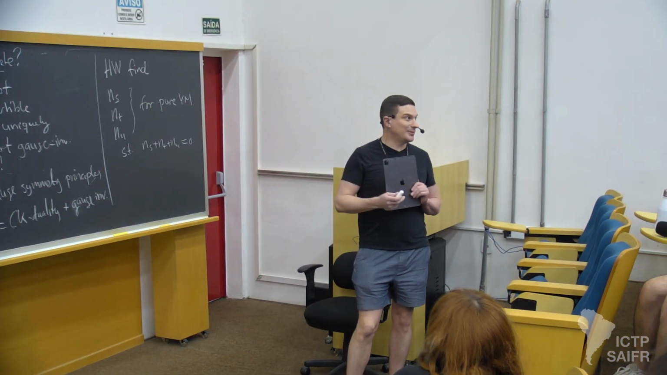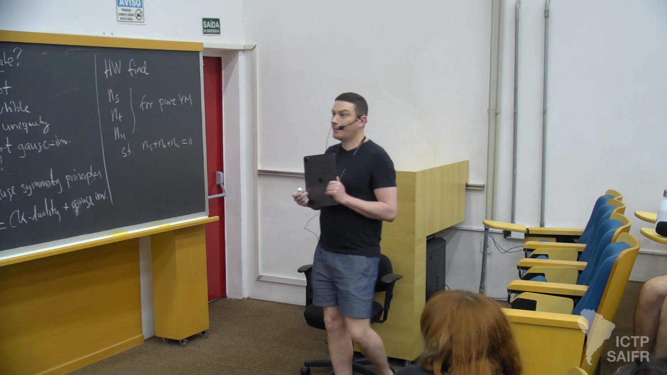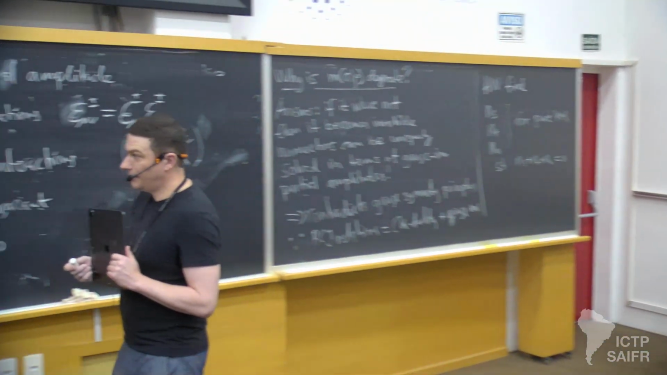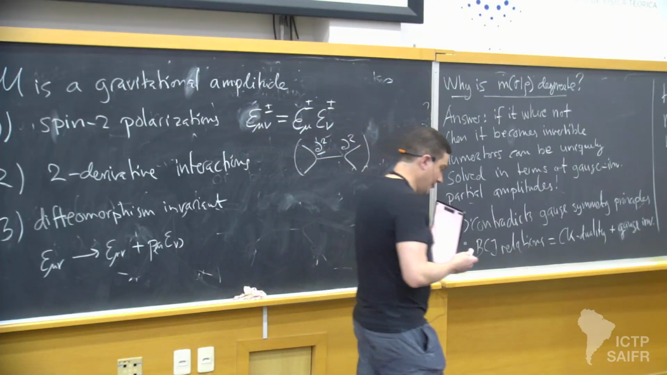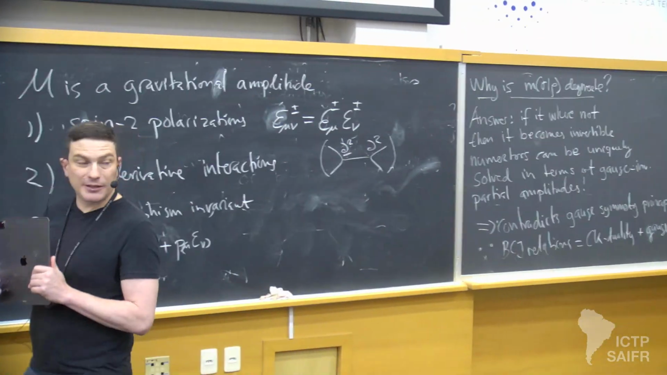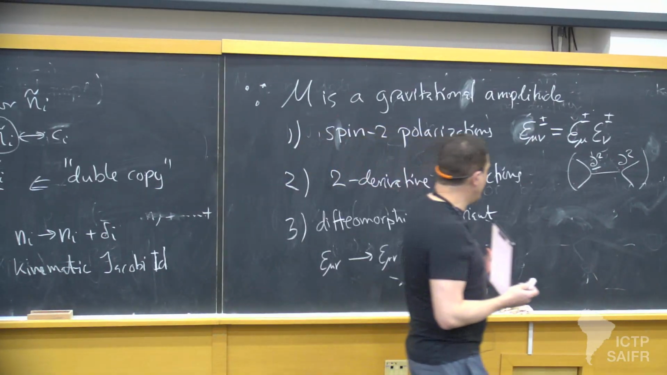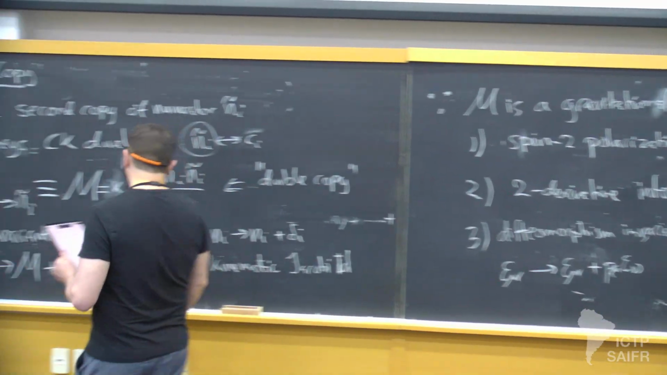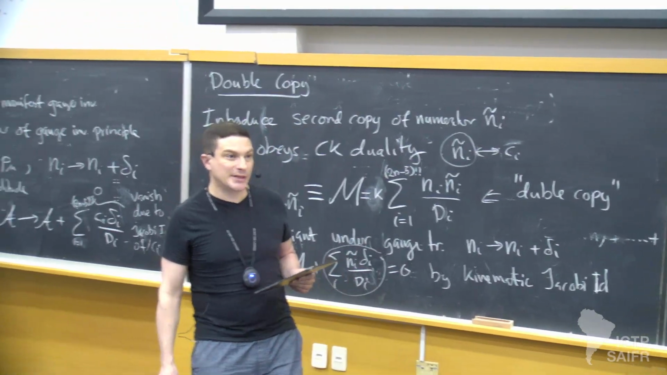Factorization into KLT, you mean? Yes, there's a lot of other things you want to test if it's an amplitude. I guess I should have made a longer list. So indeed, you want to check factorization properties. Is that what you're talking about?